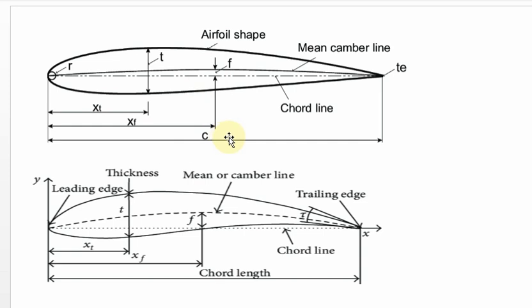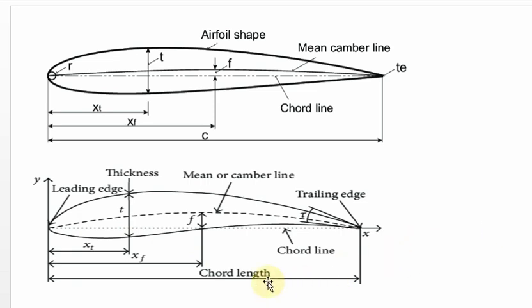The same way this picture also works. Here f is nothing but the camber. Similarly xf is the location of the camber from the leading edge. Here is t, and xt is the location of the thickness from the leading edge.